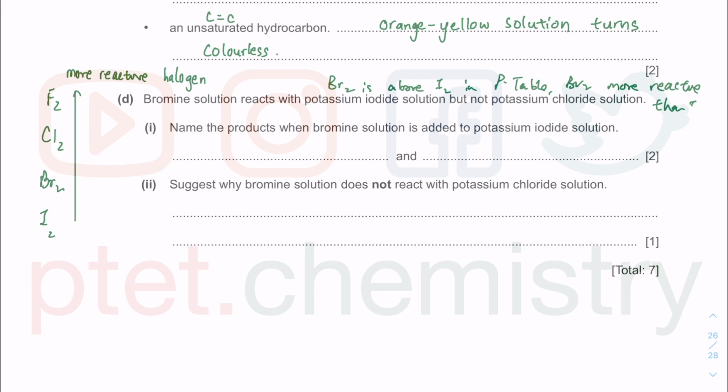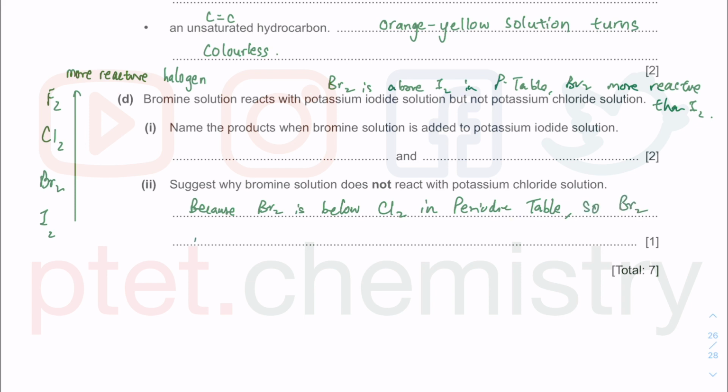than I2. All right. But then they say, why can bromine not react with Cl minus? Why can Br2 not kick out Cl2 from Cl minus? Because Br2 is below Cl2 in the periodic table. That is not good enough. We got to talk about reactivity. So this idea of displacement is always coming down to reactivity. This is not good enough. So we need to talk about reactivity.